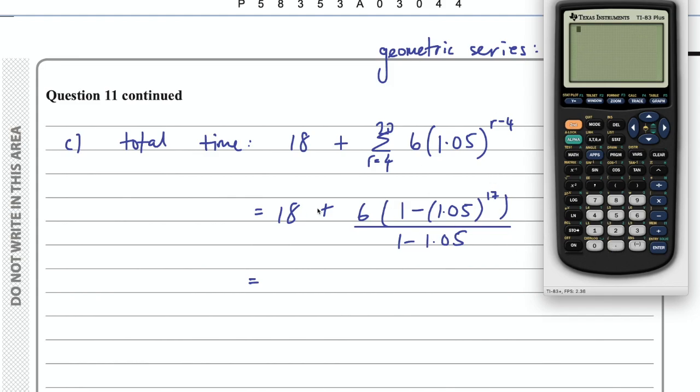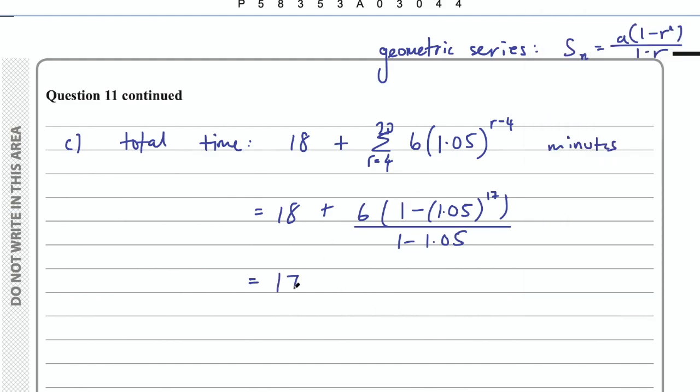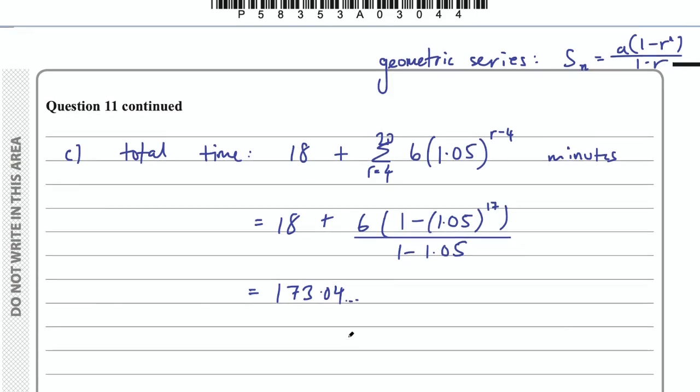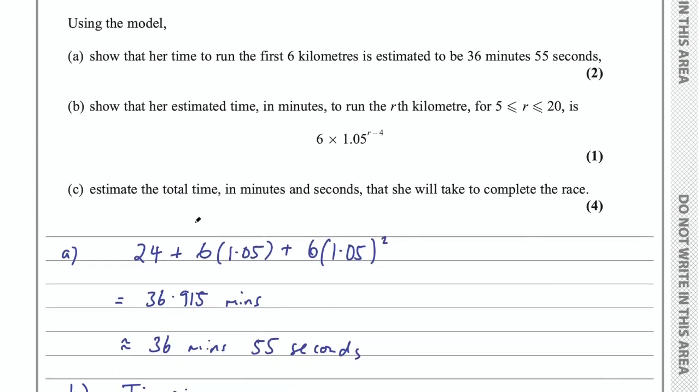So we've got 6 multiplied by 1 subtract 1.05 to the power of 17. I might just do that first and then divide that by 1 take 1.05. That would be negative 0.05. And I get 155, and then I need to add 18. So for all of this, I get 173.04. Just going back to the question quickly, it said give the time in minutes and seconds.